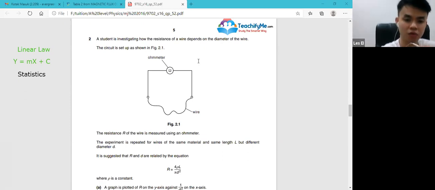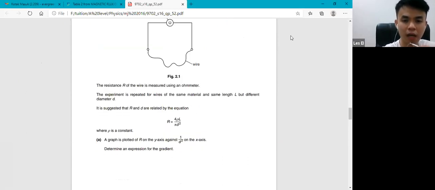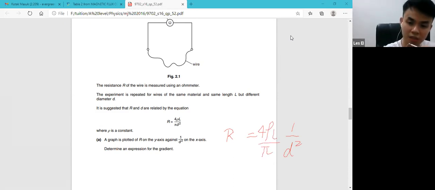And now for those who don't take it, you still can understand it actually. So if you read question number 1, he wants you to plot R at the y-axis and, on the other hand, you need to have 1 over d square as the x-axis. So you can separate it, become something like this. So this is the x-axis, this is your y-axis, and this is your gradient.